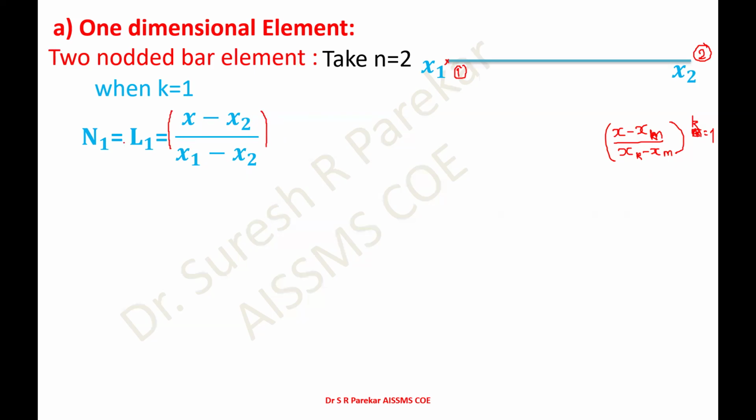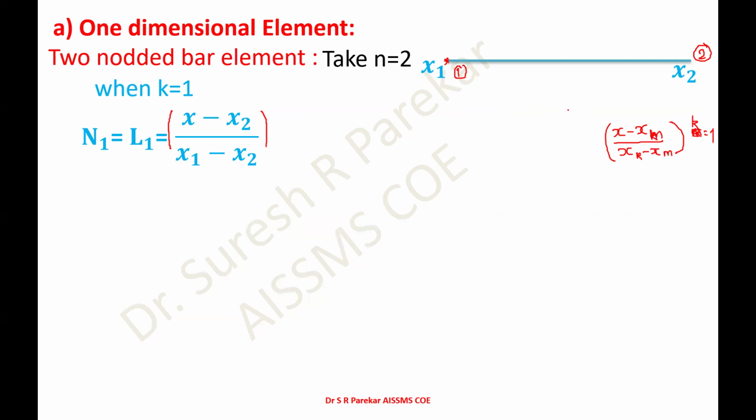We are going to find the variation of this shape function. Now we will put the value of x equal to x1, so we will get the value of the shape function at node 1, and then we will put the value of x equal to x2, and then we will get the value of the shape function at node 2, and then we are going to get the variation of the shape function along this element.